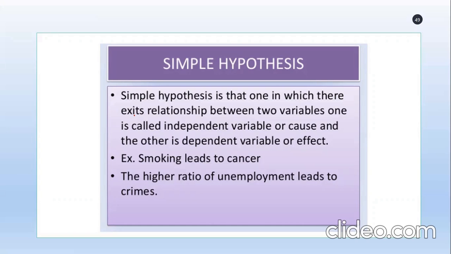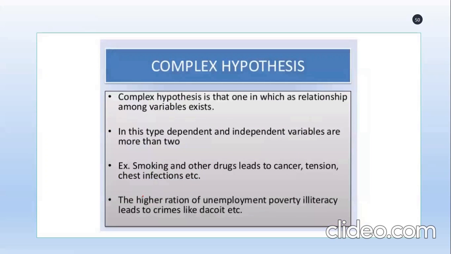The next example: a higher ratio of unemployment leads to crime. So the ratio of unemployment and the crimes have a relationship. So it's very simple. You have a proper independent variable and a proper dependent variable. You need to understand, study and analyze the relationship, and prove your hypothesis. Then the next one we have is the complex hypothesis. Yes, the complex hypothesis is the one which examines the relationship between both, again, independent and dependent variables.